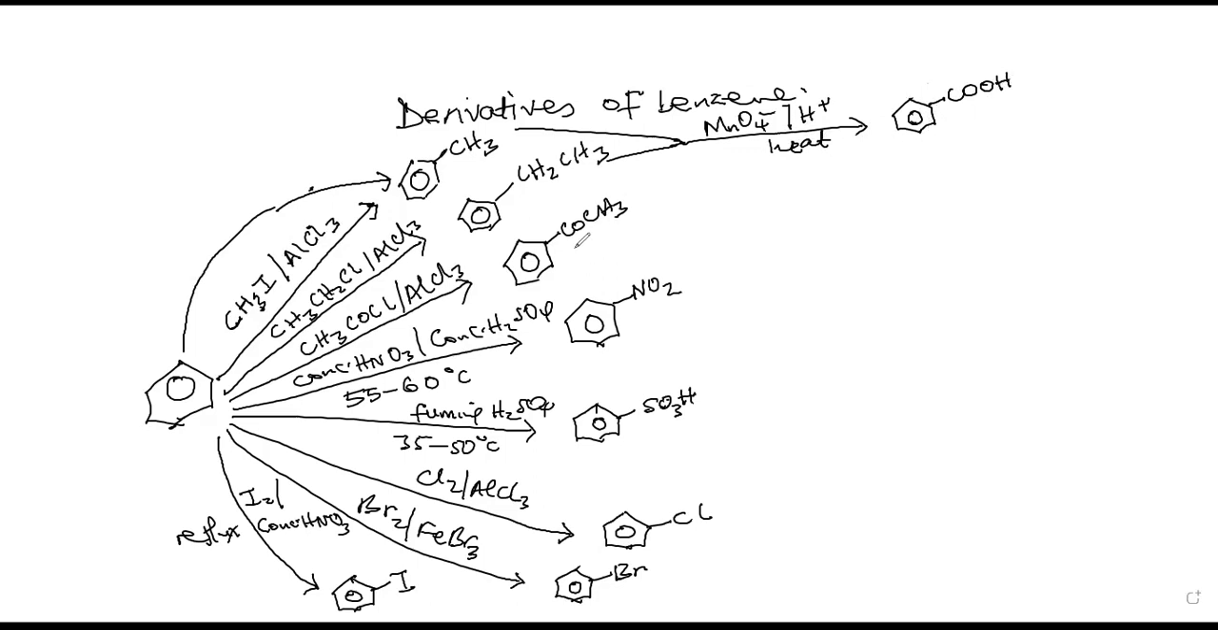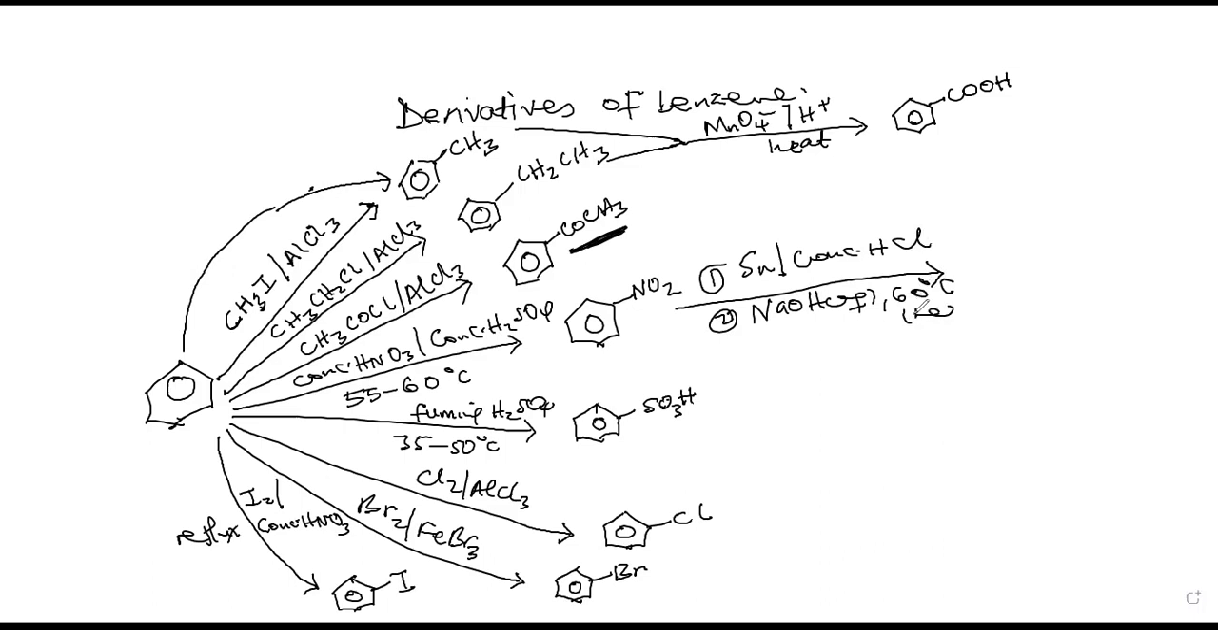We have seen what this ketone does. You reduce it to alcohol, you eliminate the alcohol to an alkene, you treat it with a peroxide, you form polystyrene or polyphenylethene. Now, what we did not talk about was this. We can get another derivative of benzene by treating nitrobenzene with two reagents. One, you can treat it with tin in conc. HCl. Two, you can treat it with aqueous sodium hydroxide at 60 degrees Celsius, or you can say heat, and this will give you aminobenzene, or what we call aniline.